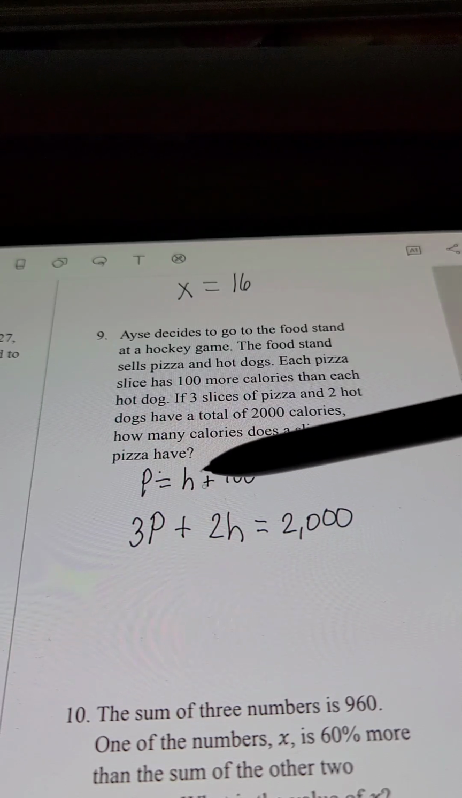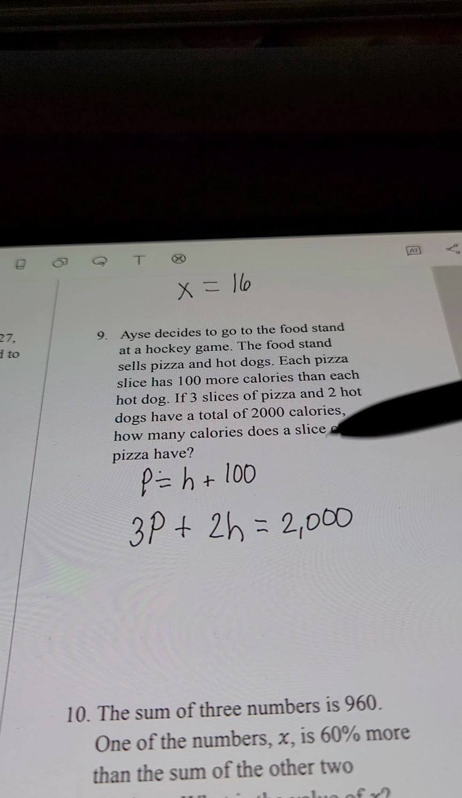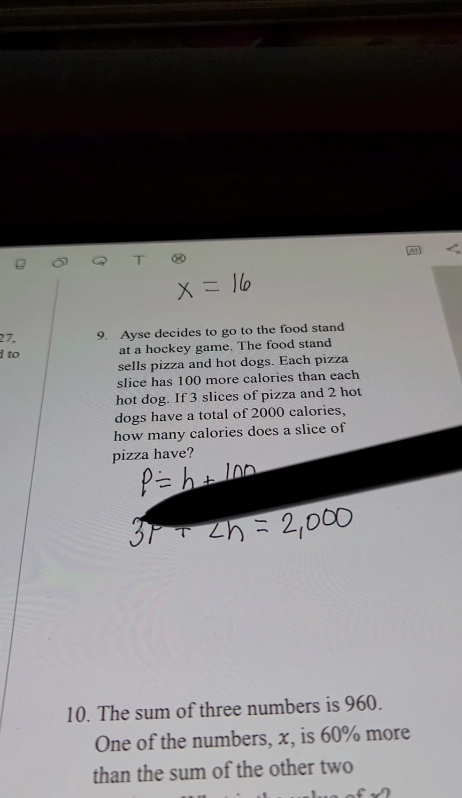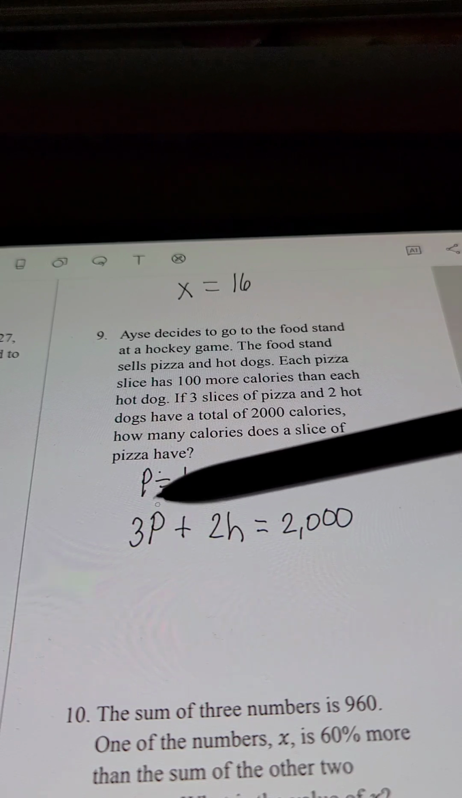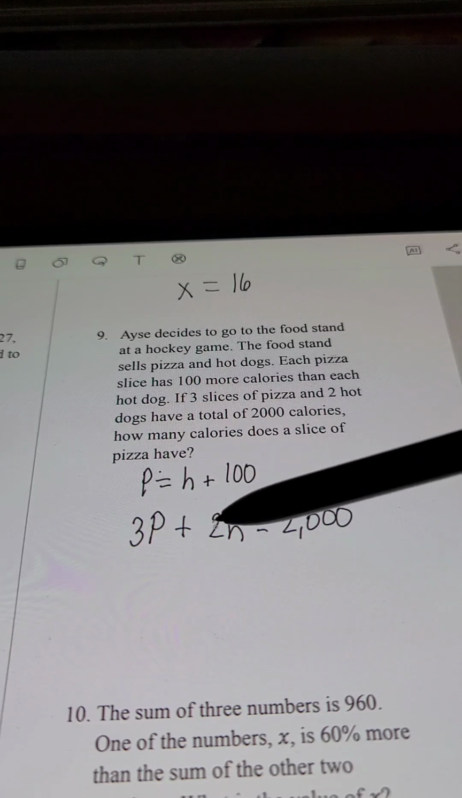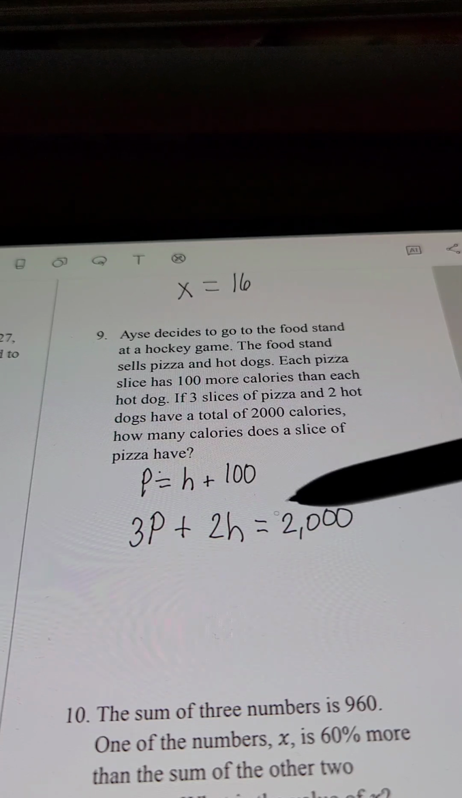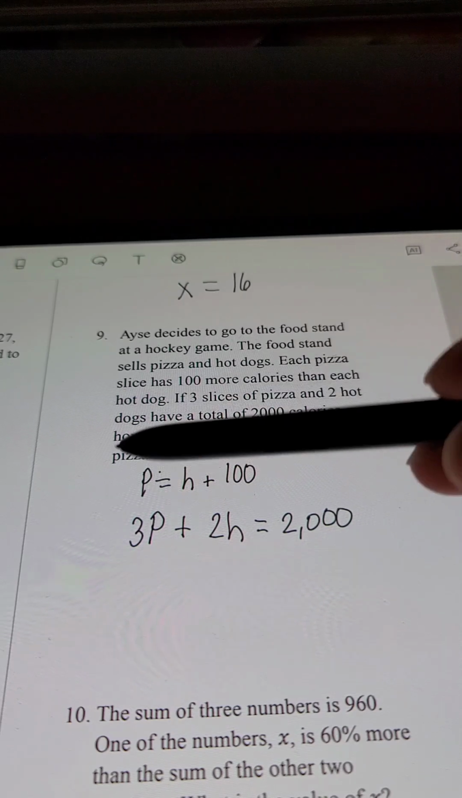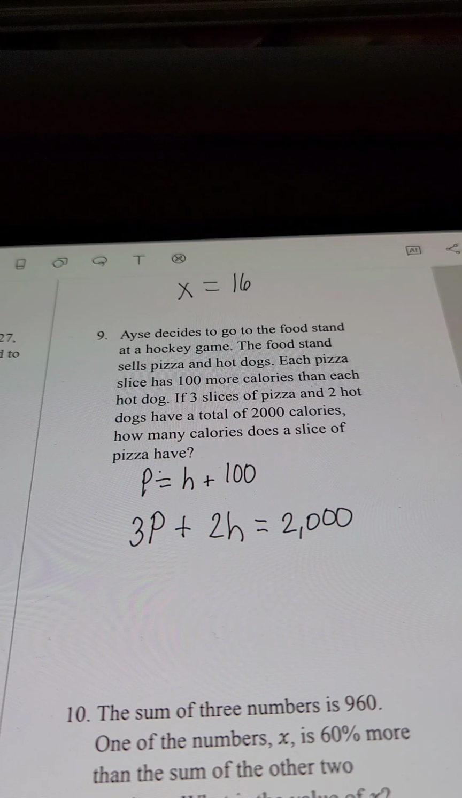So pizza slice is equal to hot dog plus 100 calories, like 100 calories more than a hot dog. And then three pizza slices times the calories per slice gives you the calories from the pizza there. And then we would add on the calories for the 2 hot dogs, represented by 2 times the number of calories in each hot dog, H. And we add that up, we have to get the total amount of calories being 2,000. So this is just a system of equations where we're solving for P, essentially.